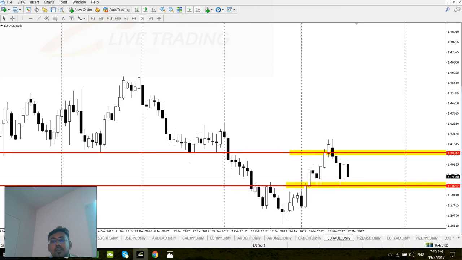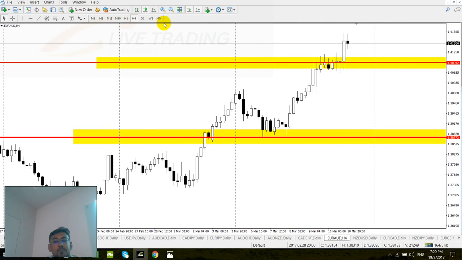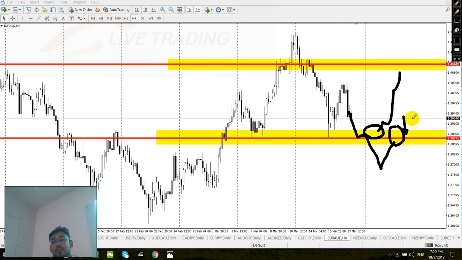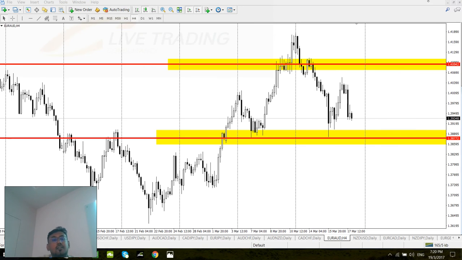What you guys can do is go to H4. I will be doing intraday trading. I will look for a buyer's sign over here to buy. If at all market penetrates down, I'll wait for a retest to go short here. This price is 1.3877.